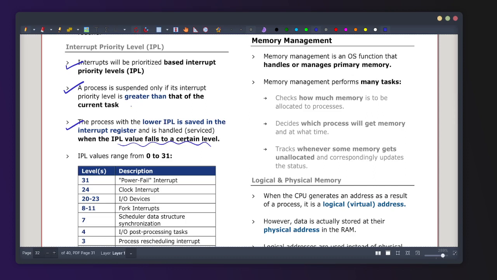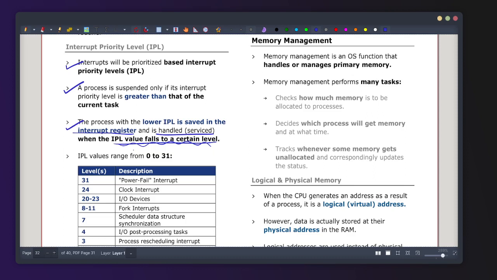Here there are two processes competing for the CPU's attention. One process requires the interrupt, and another process is currently taking place. The process with the lower interrupt priority level is saved in the interrupt register and serviced when the IPL value falls to a certain level. So the CPU might currently be at a certain interrupt priority level, and at that level only interrupts with a higher level can be serviced.